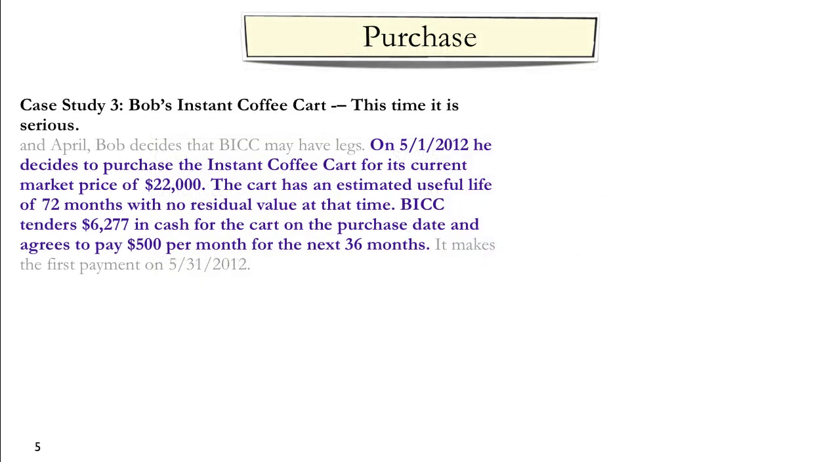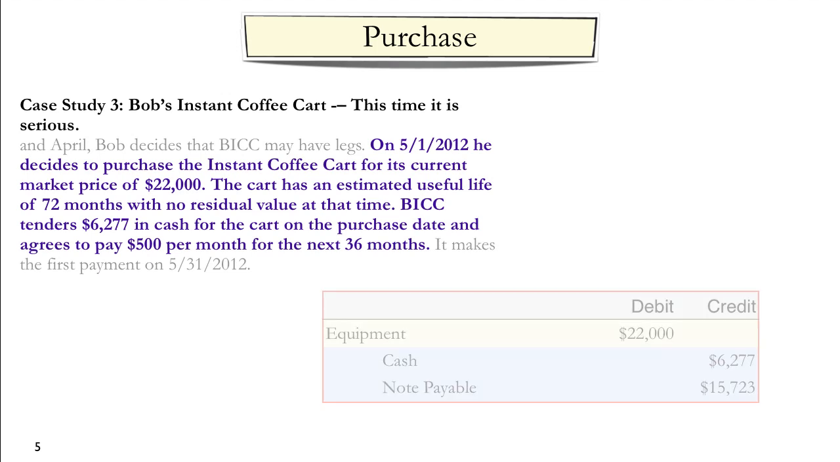The first transaction we're going to look at is where Bob decides to purchase the instant coffee cart. The coffee cart has a market price of $22,000 and an estimated useful life of 72 months. In order to purchase the cart, BICC tenders $6,277 in cash and signs a note in which it agrees to pay $500 a month for each of the next 36 months.